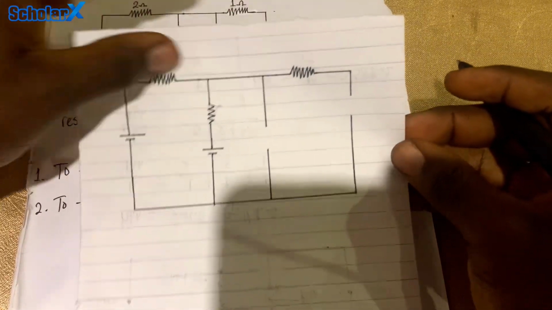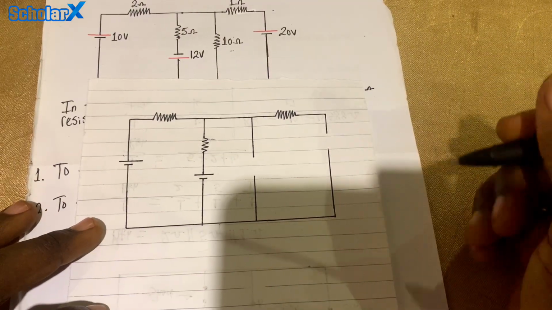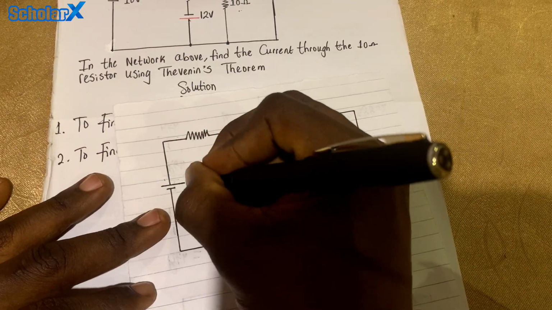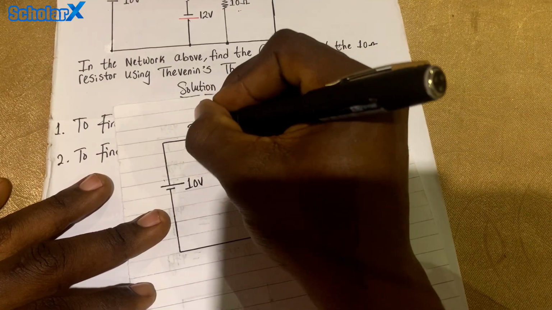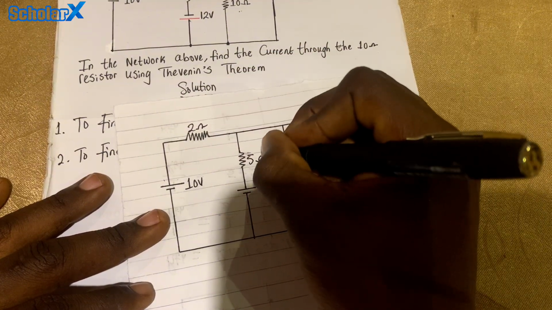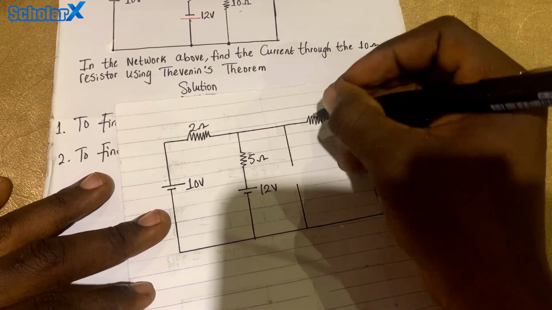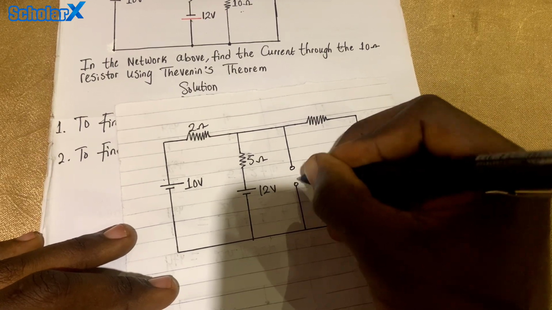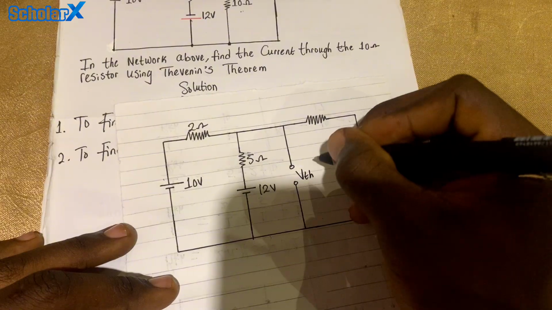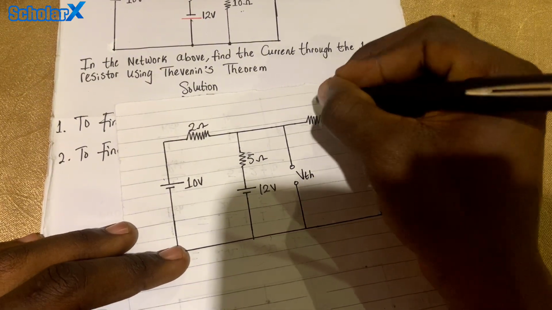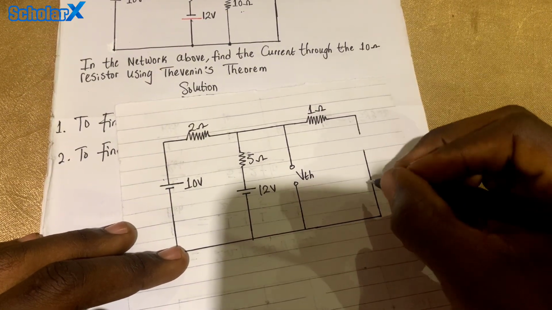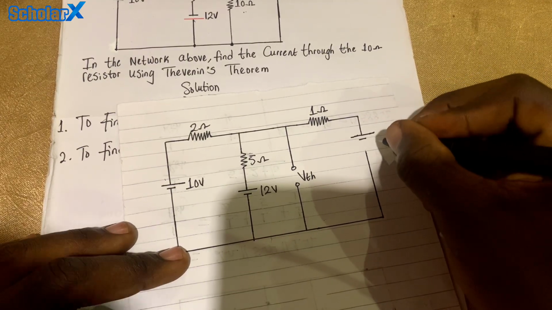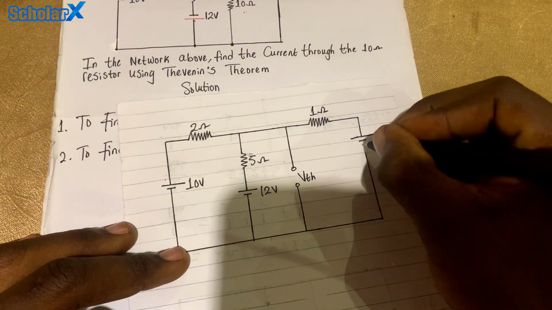So let's go ahead and find our Thevenin's voltage, and this is the diagram we're going to use. Now this is 10 volts, this is 2 ohms, this is 5 ohms, this is 12 volts. We're not shorting any circuit. Everything is going to be intact, but we're not going to put in place this resistor, which we're looking for the current. We're going to put VTH here, and then this is going to be 1 ohm, and this is 20 volts.